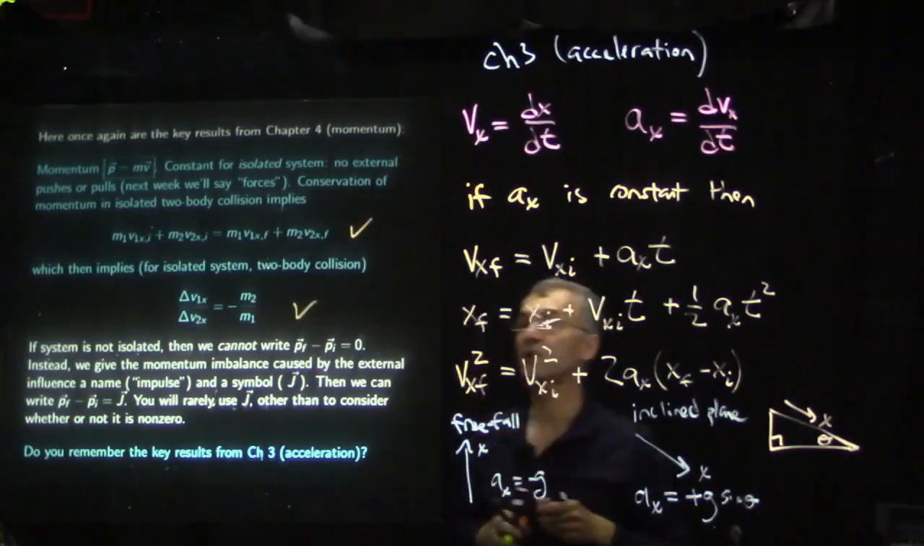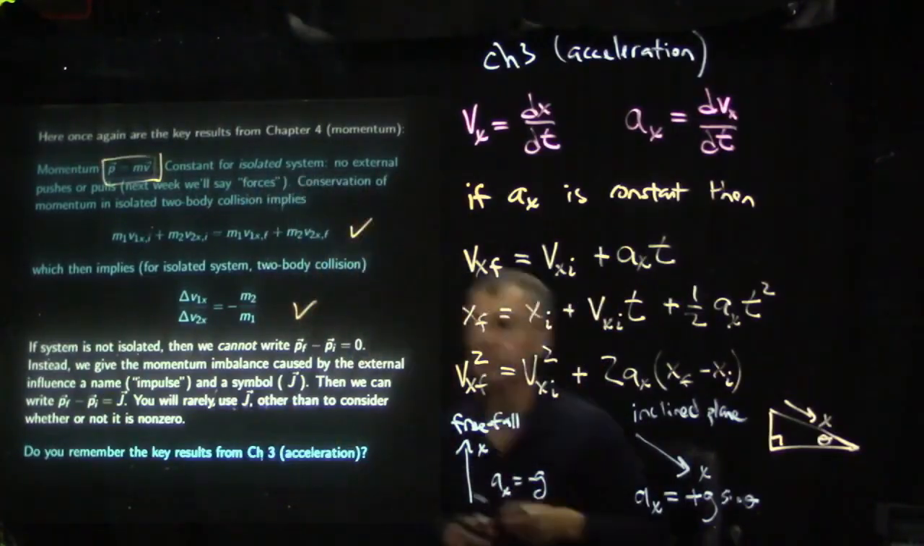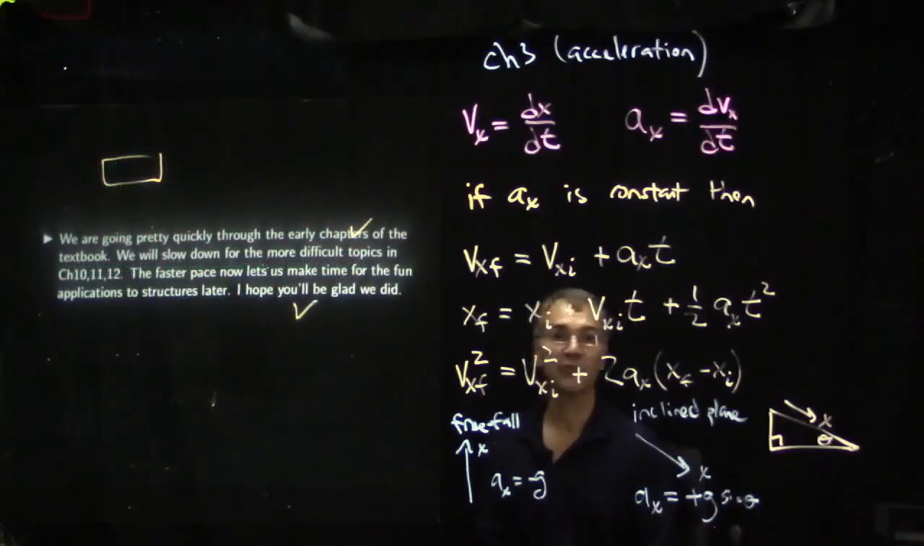And then this and this are really the only two key results from chapter 4. Also this definition. By the way, we're going very quickly through the early chapters of Mazur's textbook. Chapters 1 through 9 go pretty quickly. We're going to slow down for the more difficult topics. Chapters 10, 11, 12 will be the most difficult part of the course, so we'll take a lot more time per chapter when we get there.